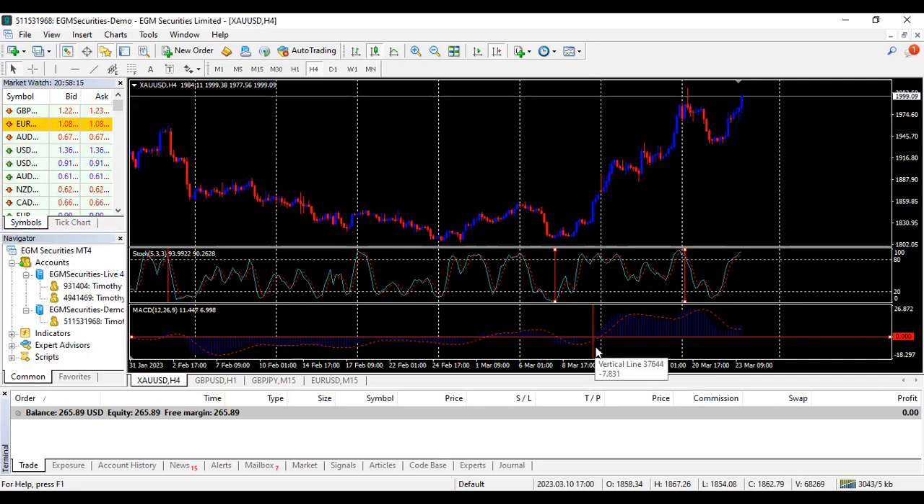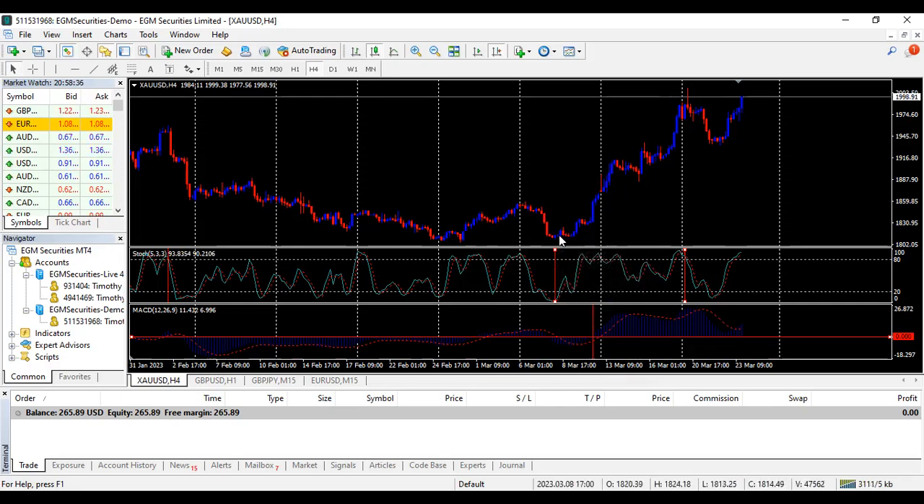But again, with the MACD, you need to be very careful. Don't use it as a single indicator to get entries. It is not that high probable. So ensure that you combine it with other indicators or maybe price action, what the price is doing, like the candlestick patterns.